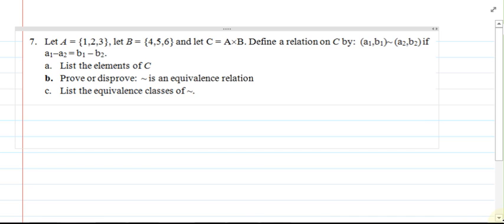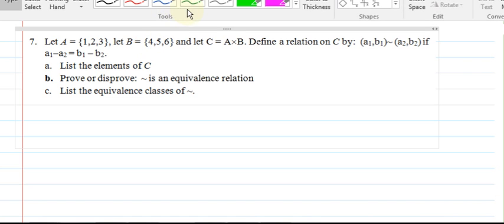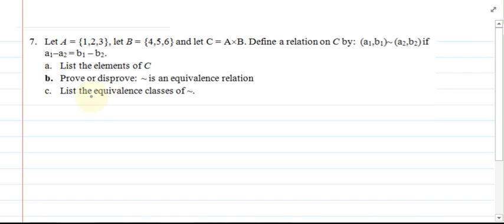All right, I'm going to spend some time on this problem because I don't think anybody got it right. So let's read the problem. We have two sets A and B. Each set has 3 elements. And we let C be A cross B.